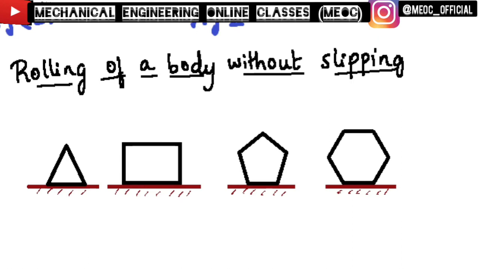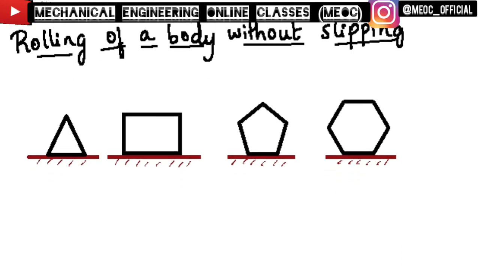Let us assume that a body is rolling without slipping. A rolling body is performing general plane motion, meaning it is rolling as well as moving away from the initial position. If a body is rolling without slipping on a stationary surface, like the figure shown here, that is a rectangular body, pentagonal, hexagon, whatever the body is, then when the rolling is happening without slipping, the point of contact of the object with the stationary surface will be its ICR.